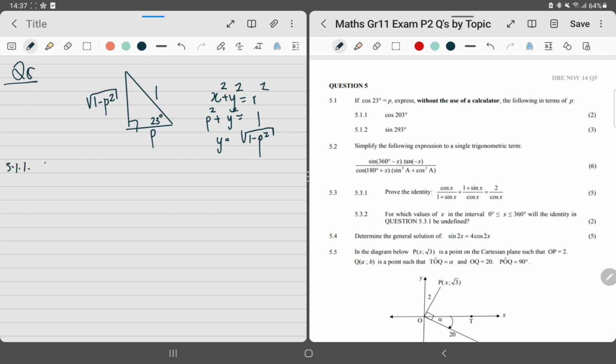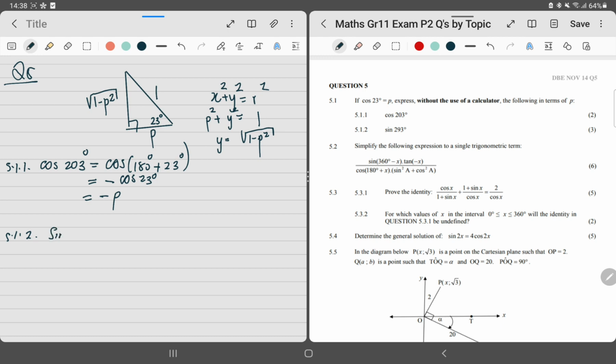5.1.1. Cos 203 degrees is equal to, so this is 180 plus 23. So this is cos of 180 degrees plus 23. 180 plus is in the third quadrant. In the third quadrant, cos is negative. Cos 23, and then this is minus. Cos 23 is equal to P. So that's minus P.